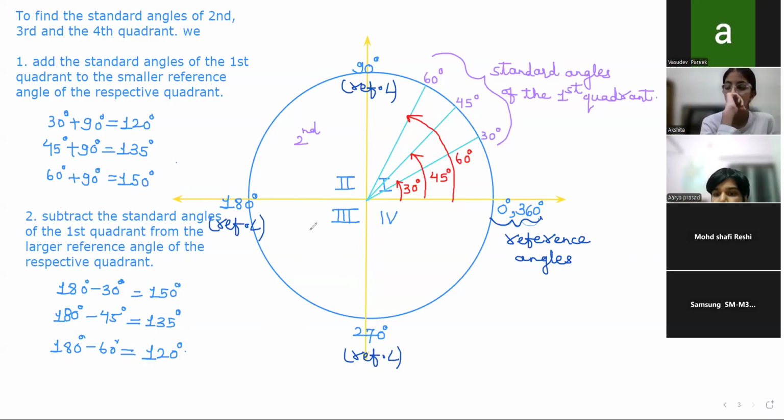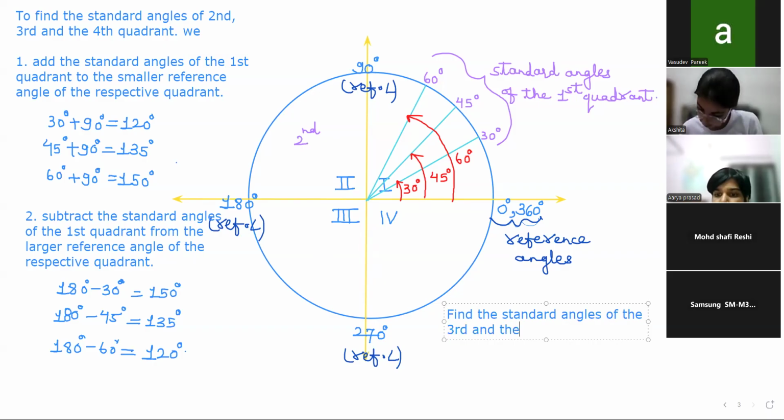So for all of you, start writing now. Find the standard angles for the third and fourth quadrant. निकालिए आप लोग सब. First you find this, write your answers in the comment window. While I check your answers, you can copy the slide. Okay? निकालिए.